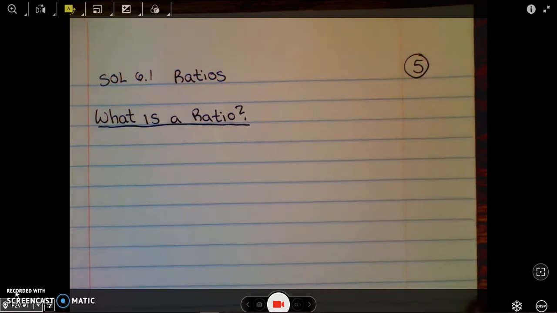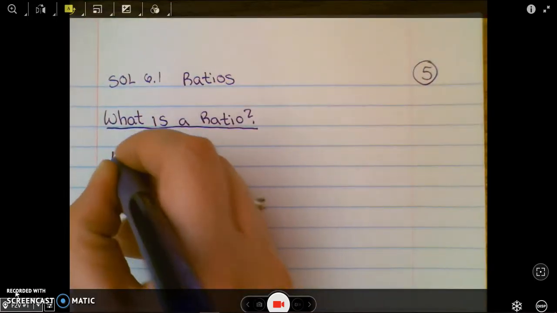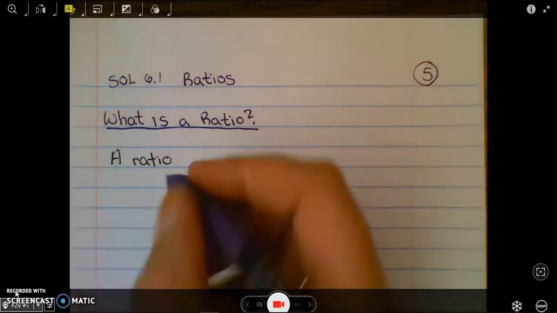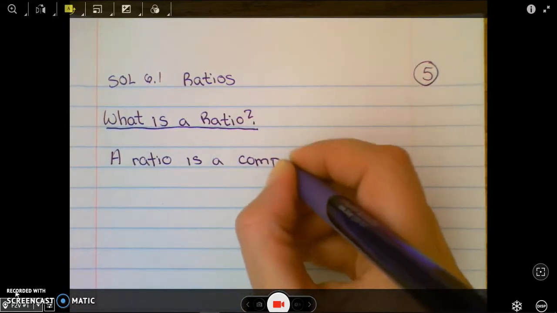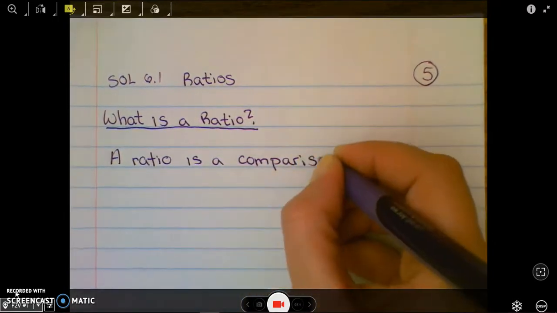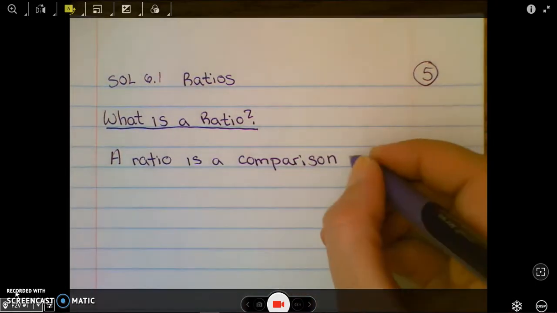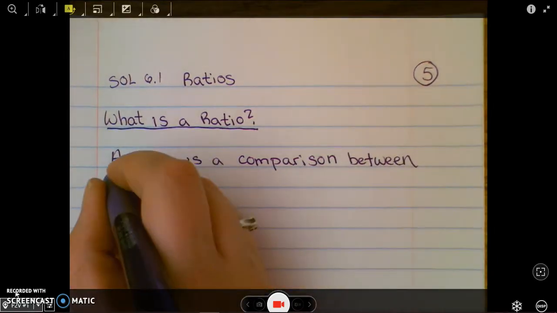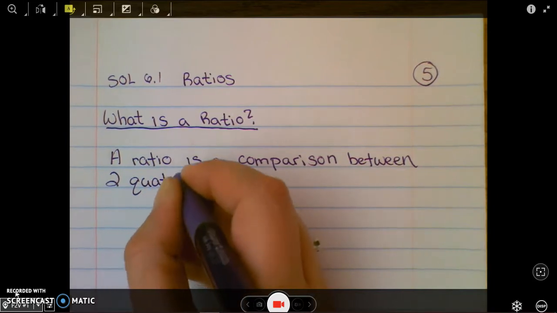So a ratio is basically a comparison, meaning you're comparing two things. A ratio is a comparison between two quantities. So we want to talk about what quantities means.